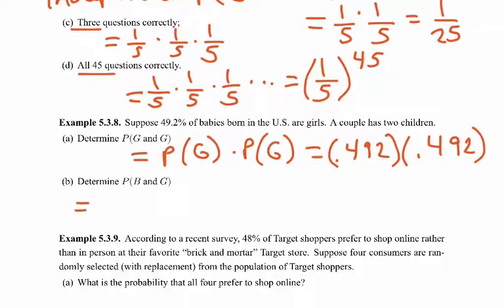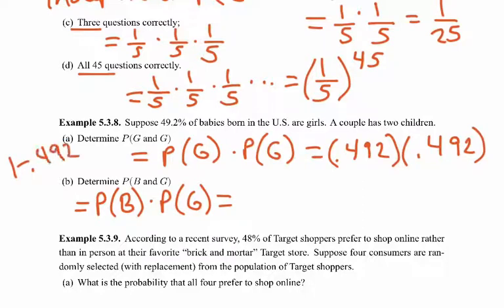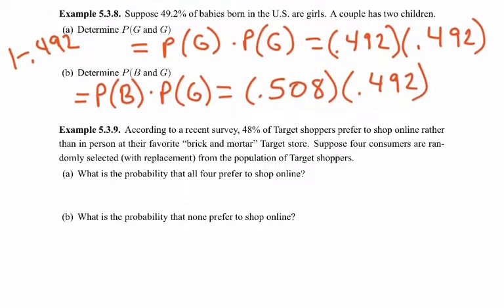How about the probability of getting a boy and a girl? Again, those are independent events, so I can multiply them: the probability of a boy times the probability of getting a girl. Using this empirical probability, the probability of getting a boy would be the complement of getting a girl. So 1 minus 0.492 gives me the boy probability of 0.508, times the probability of getting a girl, 0.492. Again, I don't have a calculator with me, so I'm going to leave my value like that. But the point is, with probabilities of independent events, we can just multiply the 2 things together.